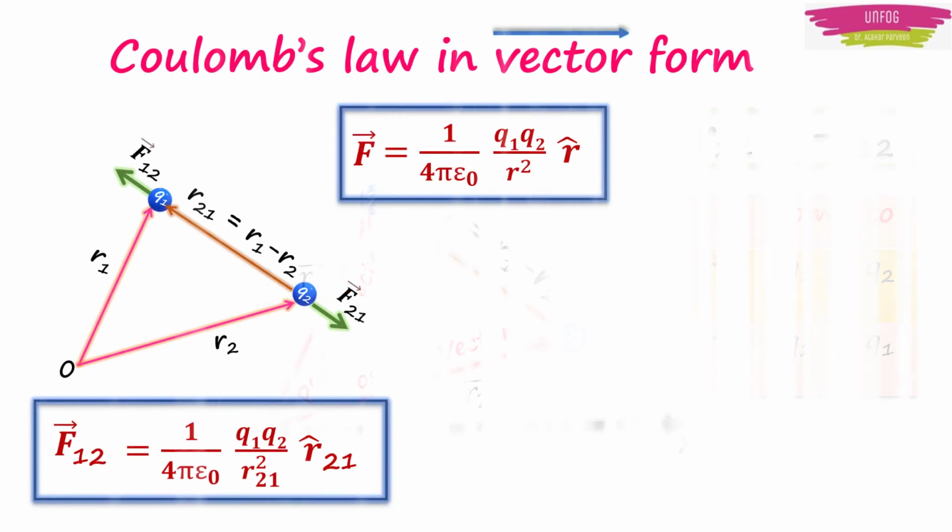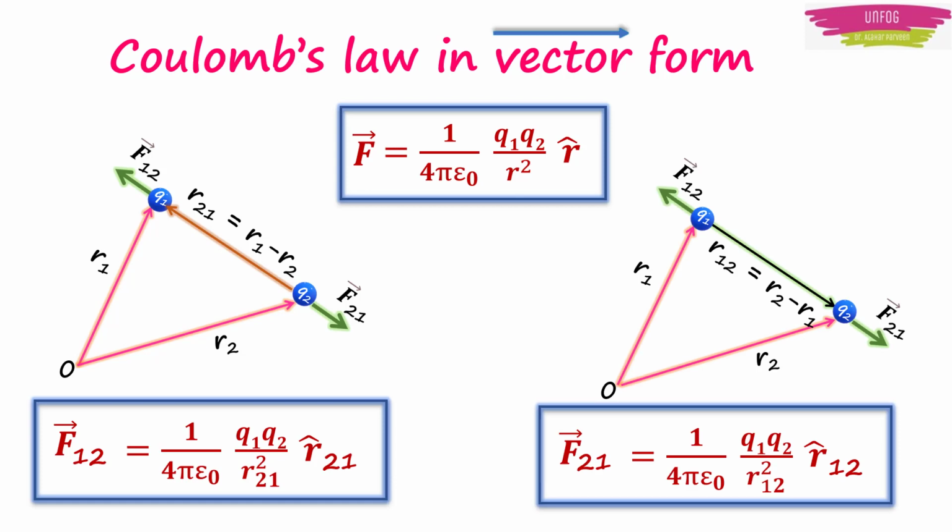So, Coulomb's law in vector form for finding force on charge Q1 due to charge Q2 becomes F12 is equal to 1 upon 4 pi epsilon naught Q1 Q2 upon R square with subscript 21 and a unit vector with subscript 21. And for F21, it includes the unit vector which is having a subscript of 12.